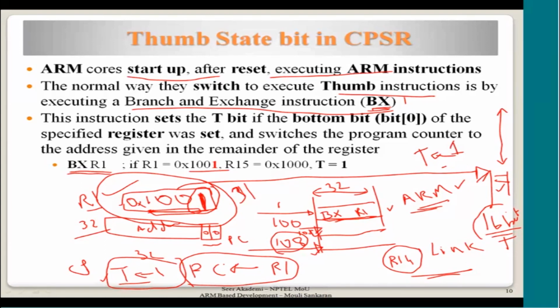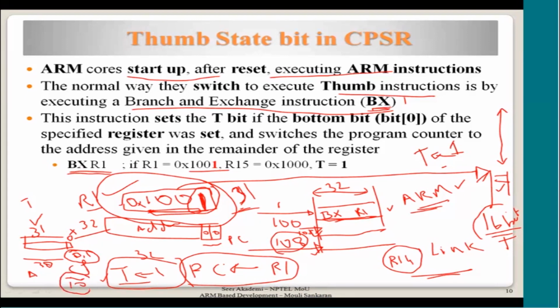That means only the LSB, 0 or 1, doesn't matter, right? It is a 2-byte boundary anyway, so only bit 0 in the address is don't care. The rest of the 31 bits need to be considered as an address in the thumb state, whereas in ARM state, the upper 30 bits will be considered as an address, and the LS bits 0 and 1 will be considered as don't care.